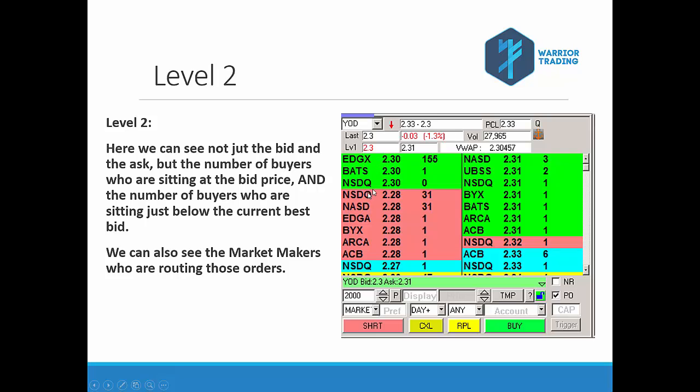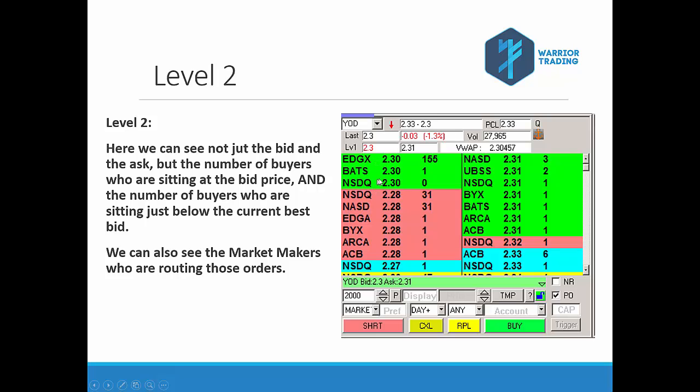There's 3 buyers all at 230. Well, this is the depth. This is showing us that when we see that quote of 230 by 231, there's more behind that. There's actually 3 people with orders to buy at 230. Whether these are just market makers or actual retail traders, we may not know, but there are 3 orders right here.